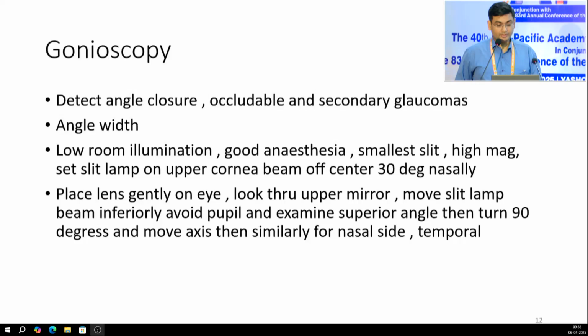Now coming to gonioscopy, you have to detect angle closure, whether it is occludable, or whether there are secondary glaucomas where the angles are open but blocked. Look for angle width. Suitable illumination is required, which is low, with good anesthesia, the smallest slit possible, and the highest magnification. Now set your slit lamp on the upper cornea of the gonio mirror, where you can see the inferior angle first. Don't put the light on the pupil, as it will artificially constrict the pupil. Then you can go and examine the nasal and the temporal side.